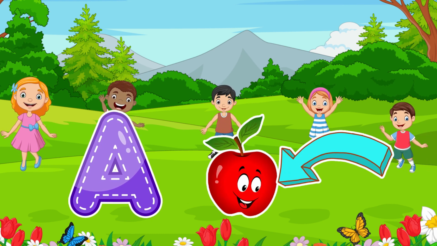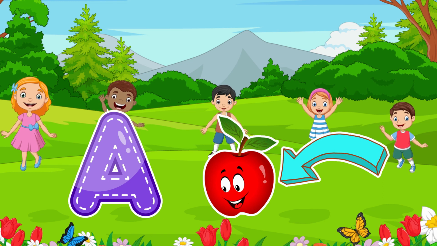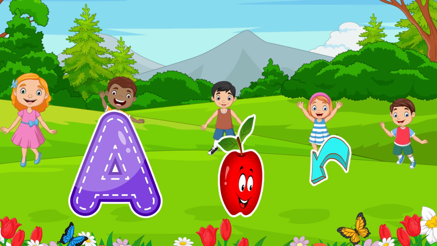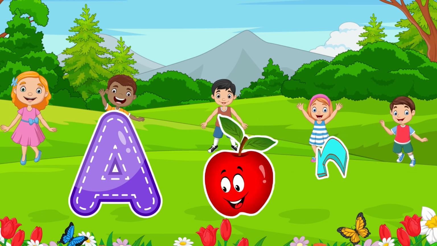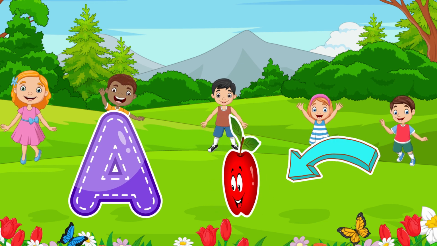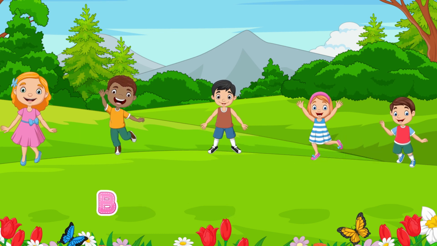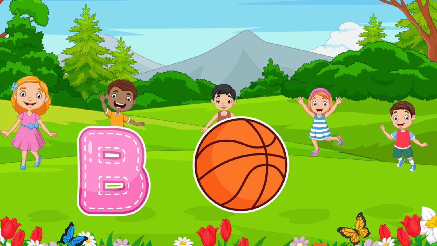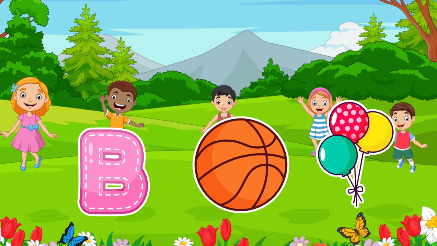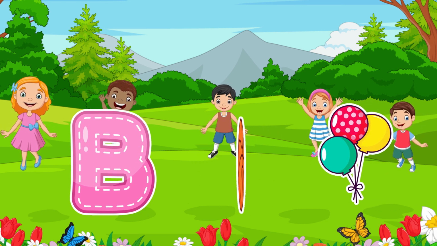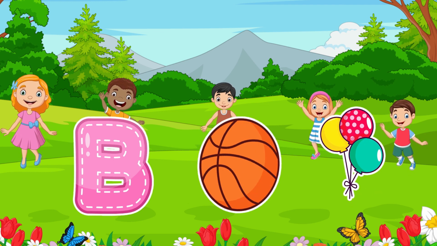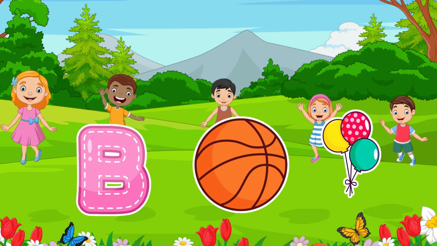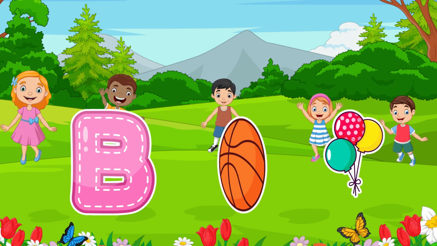A is for arrow, a, a, arrow. A is for a, a, a, a, apple. A is for a, a, a, a, arrow. B is for ball, b, b, ball. B is for balloon, b, b, balloon. B is for b, b, b, b, ball. B is for b, b, b, b, balloon.